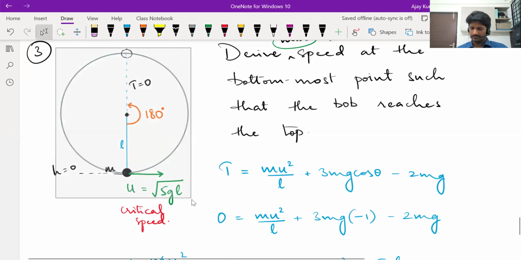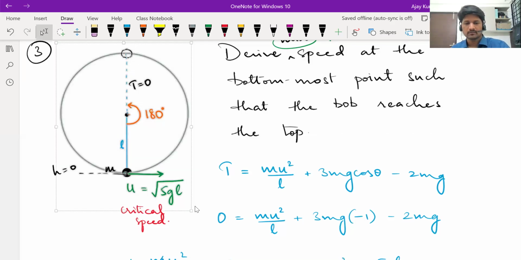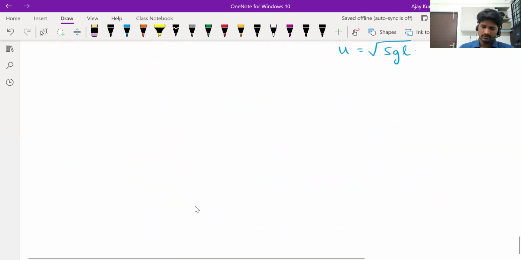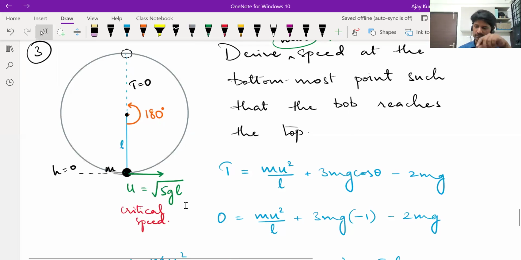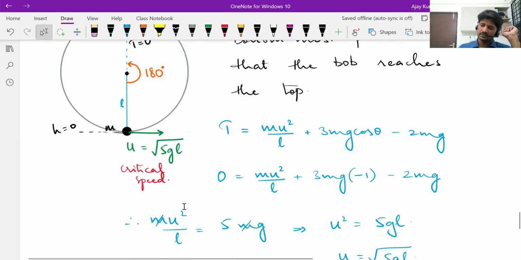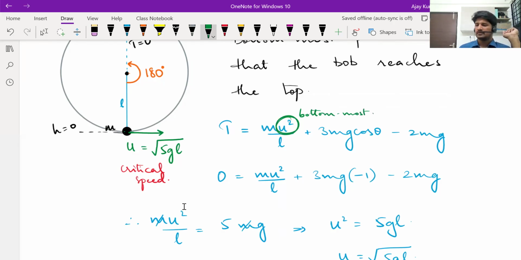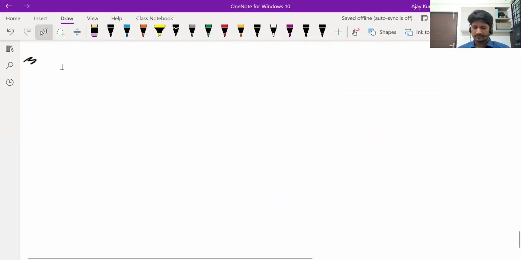Now try this problem. Let me remind you the formula we derived for tension: mu square by L plus 3 mg cos theta minus 2 mg. This u is the u at the bottommost position only, not anywhere else. Now I will change the question.